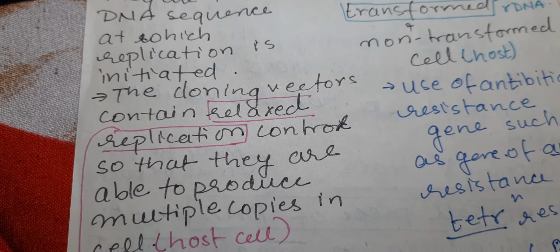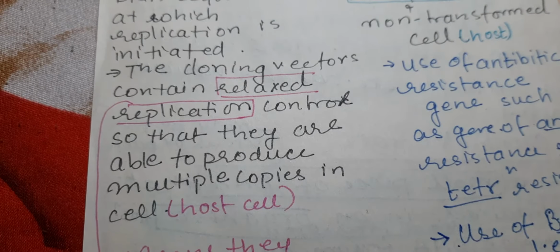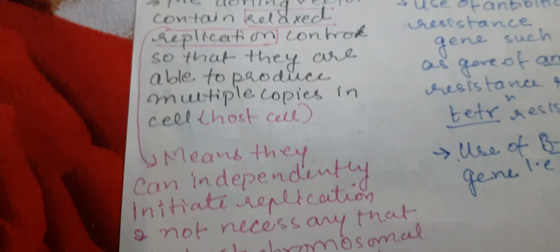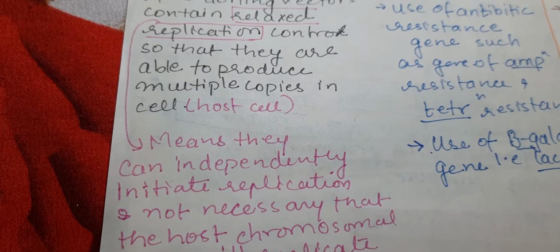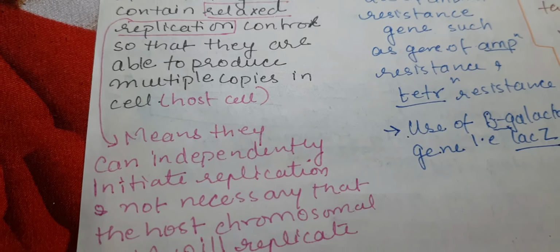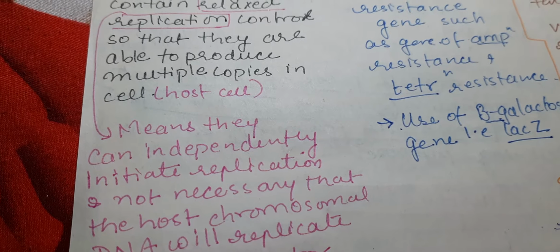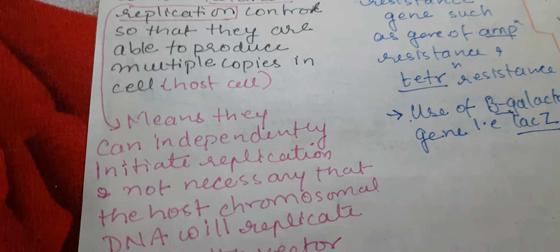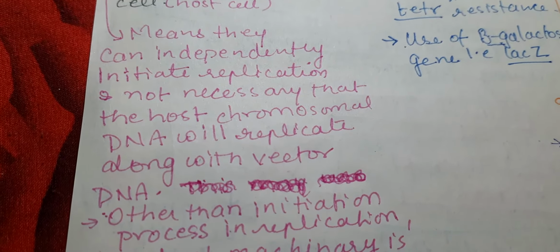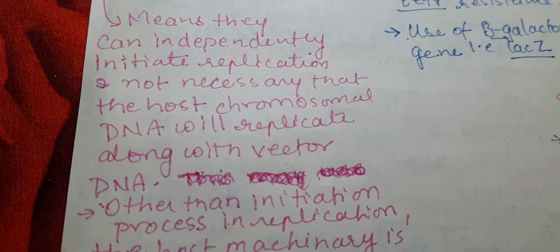Now, origin of replication are the DNA sequences at which the replication is initiated. The cloning vector contains relaxed replication control so that they are able to produce multiple copies in the cell. Now, what do you mean by relaxed replication? It means they can independently, or you can say autonomously, have the capacity to initiate the replication, and their replication is independent of the replication of host chromosomal DNA. Then once they initiate, they use the host machinery to do the elongation and the termination.